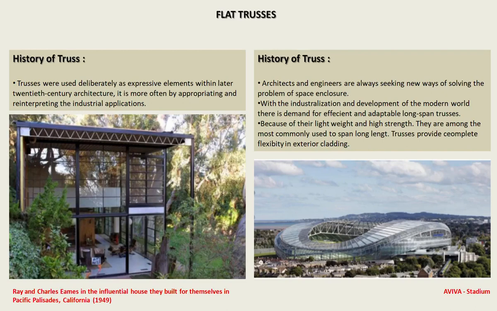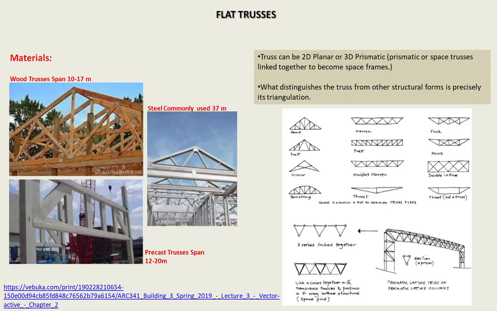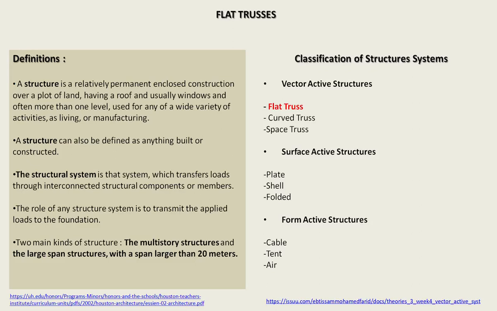Trusses provide complete flexibility in exterior cladding. And materials could be wood truss span, still commonly used, and the precast truss span. Truss can be 2D planar or 3D prismatic. What distinguishes the truss from other structural forms is triangulation.